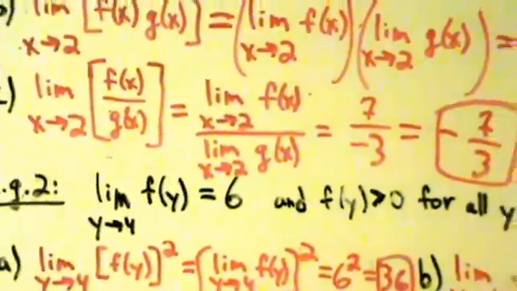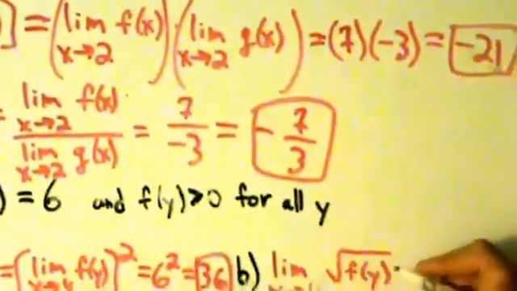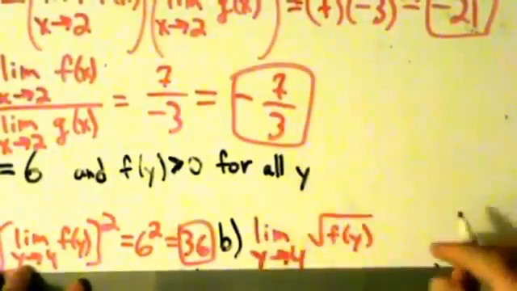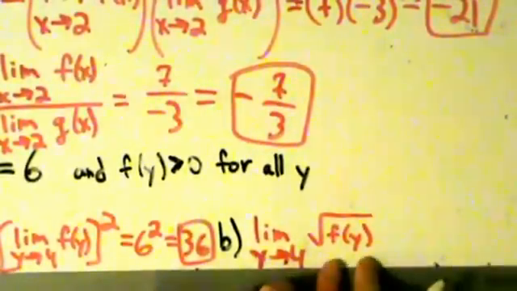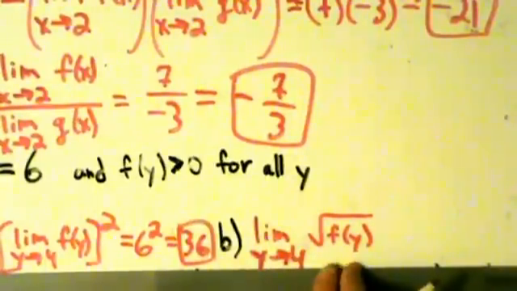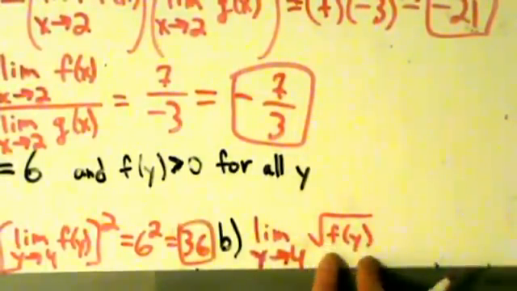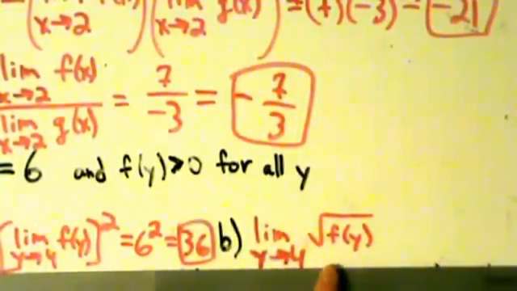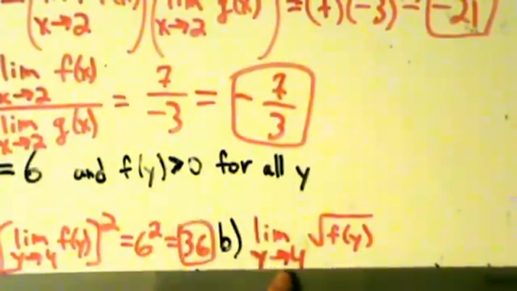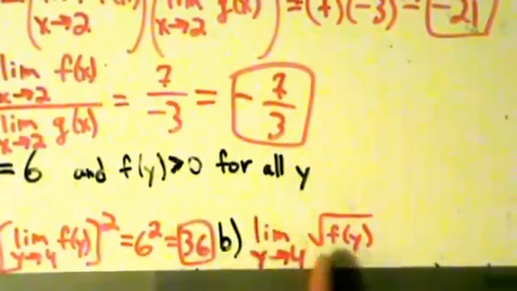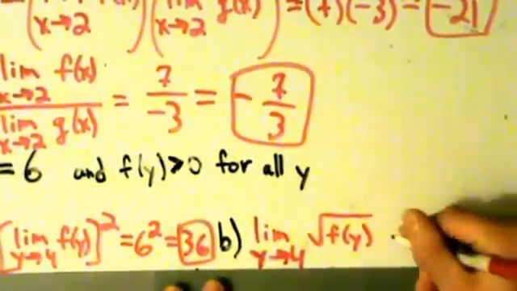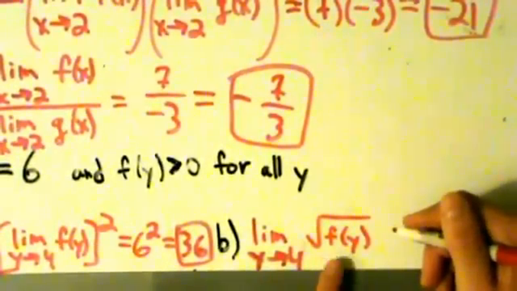Part B says the limit as y approaches 4 of the square root of f of y. So this is why we need to know that f of y is positive for all y. Otherwise we're going to have some trouble with the square root. Now, to be honest, we don't really need it positive for all y, only for y near 4, in order to evaluate this limit, I mean. But those are technical details we don't really need to worry about. So the limit as y approaches 4 of the square root of f of y.